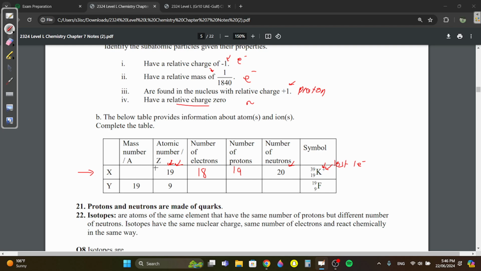And the mass number, you just do the atomic number plus the number of neutrons, or the number of protons plus the number of neutrons, you get 39. And the answer is giving you 39. Here, let's look. What's the number of neutrons? 19 minus 9, 10. The number of protons is 9. And the number of electrons, since it's a neutral atom, will be the same as the number of protons.